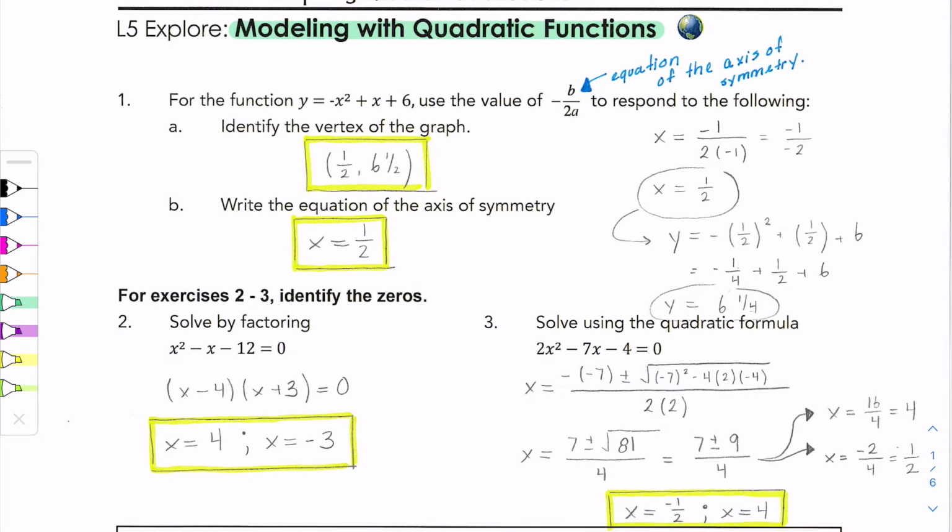For this whole first page, this is all just review of the past 2 units. So for example, number 1 right here, this problem is giving you a function and it's telling you to use the equation of the axis of symmetry to respond to the next 2 questions. For part A, you need to identify the vertex, and for part B, you need to identify the equation of the axis of symmetry.